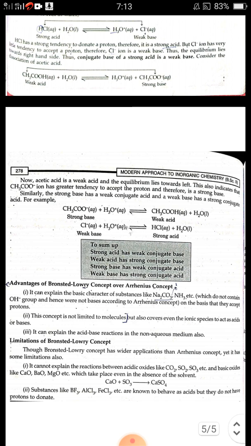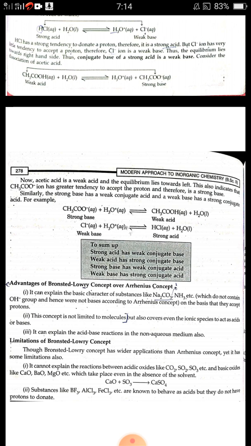So what are the advantages of the Bronsted-Lowry concept over the Arrhenius concept? First, it can explain the basic character of substances like sodium carbonate and ammonia, which do not contain an OH negative group. This cannot be explained by the Arrhenius concept but is explained by the Bronsted-Lowry concept on the basis of protons. Second, this concept is not limited to molecules but also covers ionic species acting as acids or bases. Third, it also explains acid-base reactions in non-aqueous media, which cannot be explained by the Arrhenius concept.